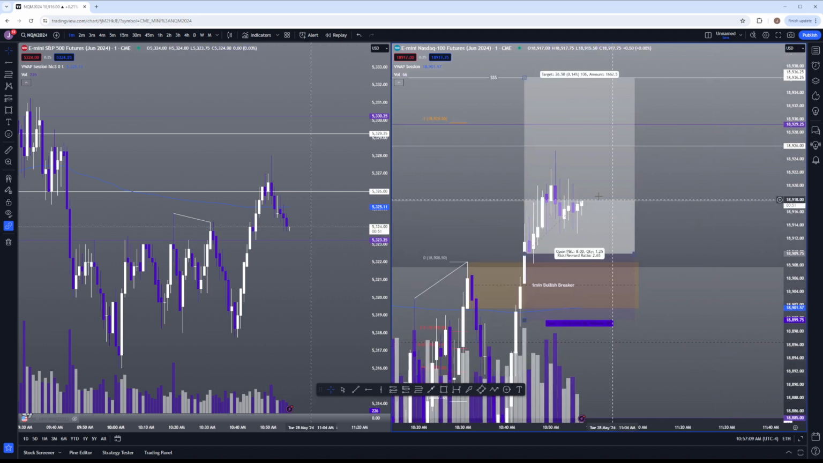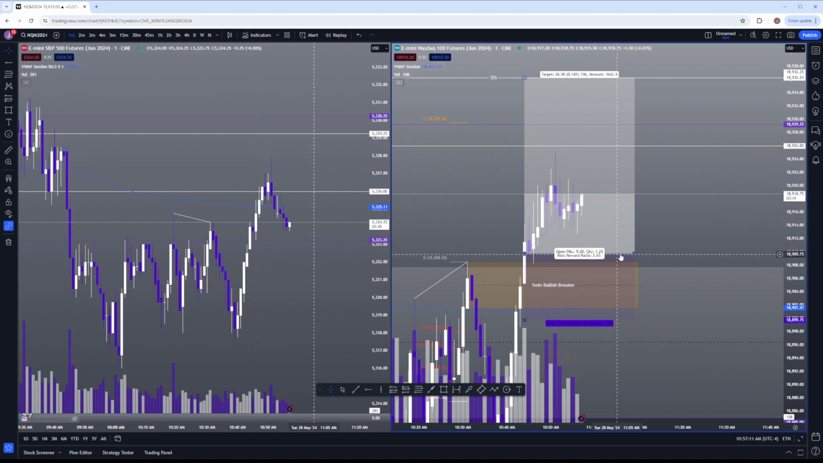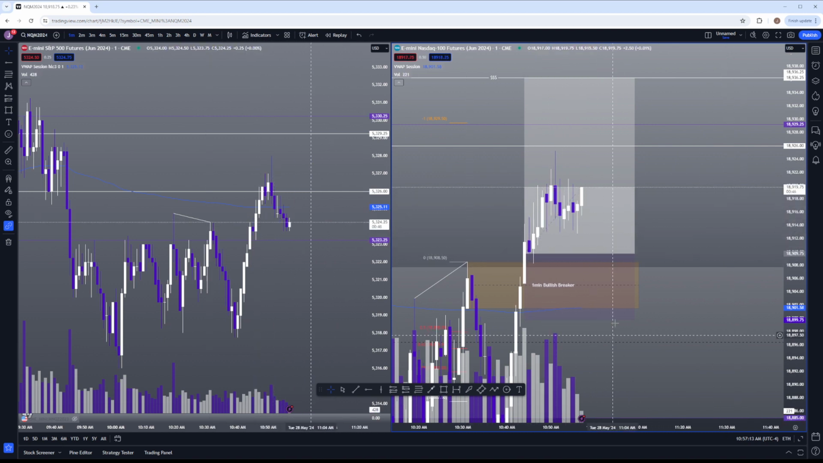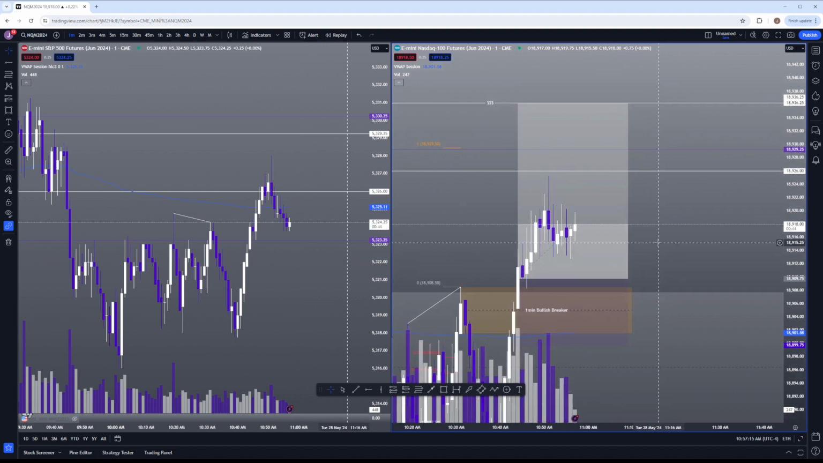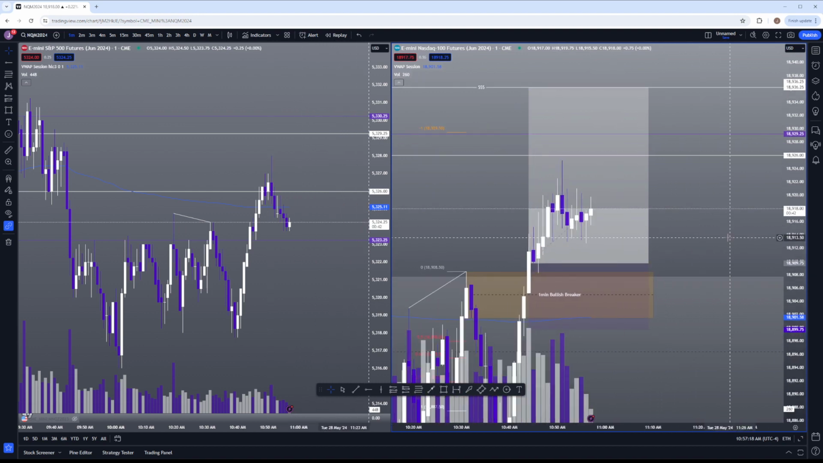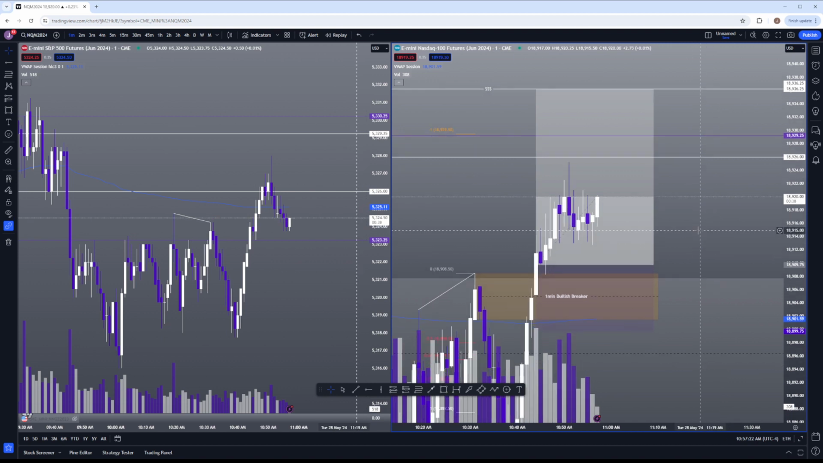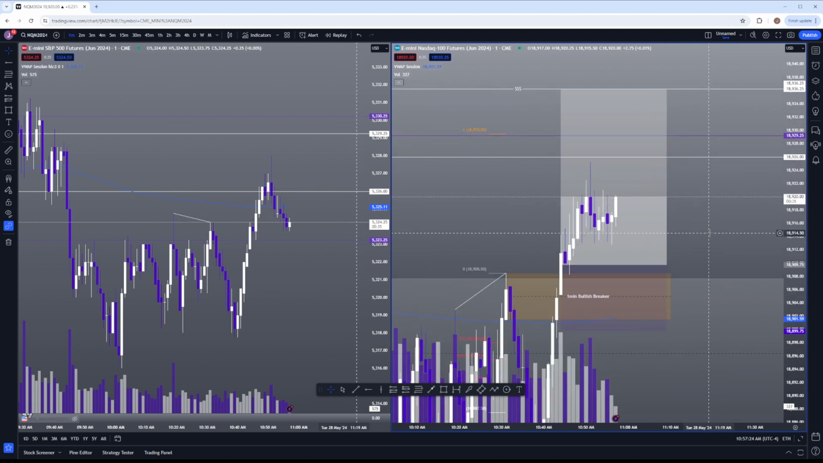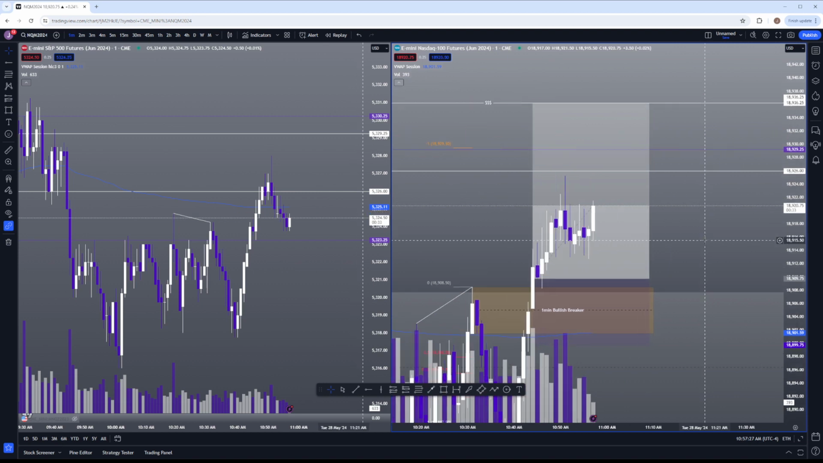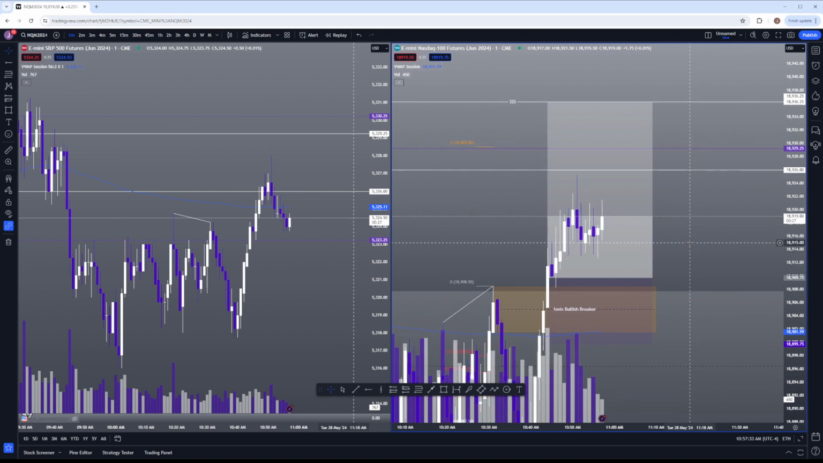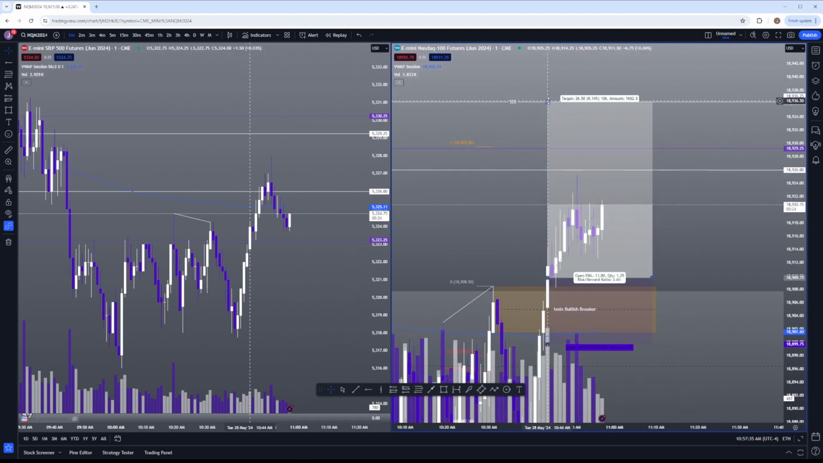It would be nice if we form this accumulation. Maybe we manipulate down, grab some sell side, and then pump, and I could add into a full down here. Or if we just pump now, that would be pretty nice too. Can you do it, NQ? Can you do it?